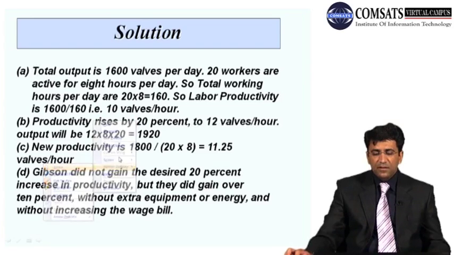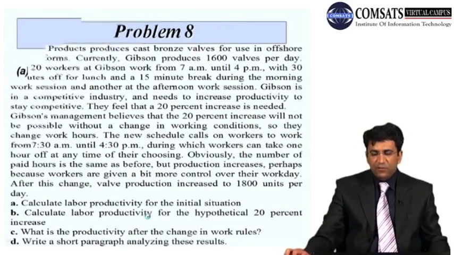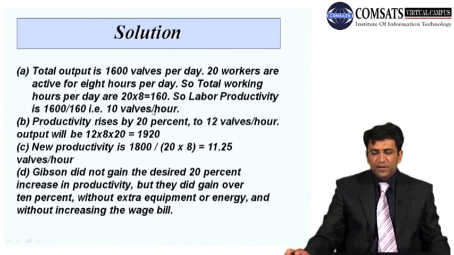So this is our old productivity before the application of the management rules. Now students, what is the second requirement? We'll have to calculate the labor productivity for the hypothetical 20% increase. As we calculated, the productivity is 10 valves per hour. If there is an increase of 20%, we multiply 10 by 0.2 and add it, and that will be equal to 12 valves per hour.